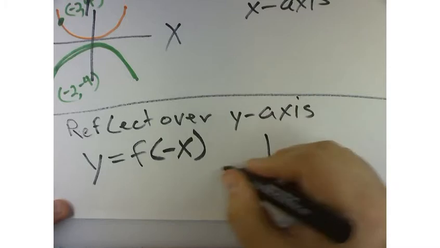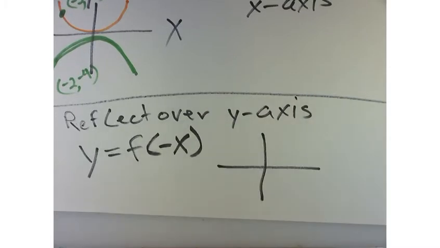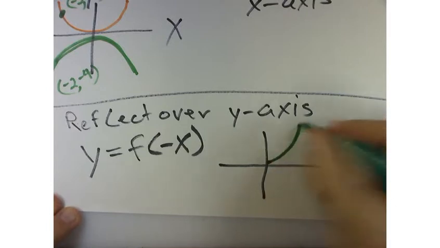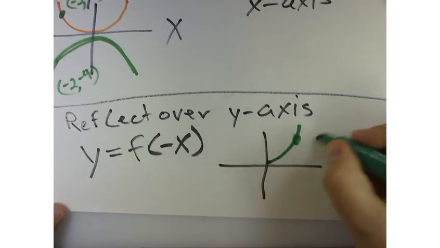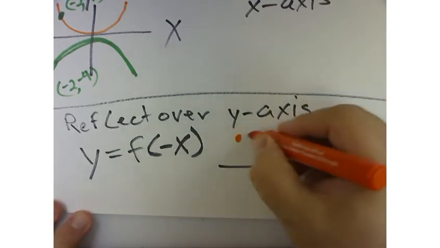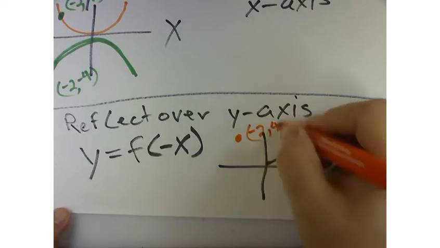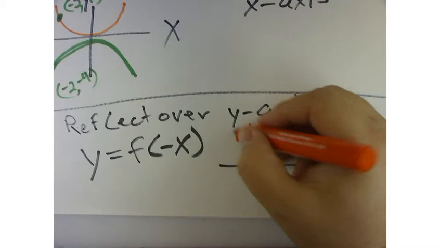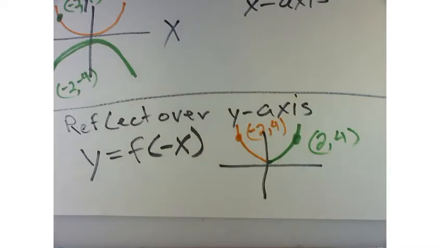So if I had a function that looked like this, and this point here was 2, 4, what do I change or take the negative of? Just the 2, just the x value. So I would have the point -2, 4. Okay? And so if I did that for every point along the green line, what I would have is a reflection across the y-axis. Does that make sense? Okay, so that we need to know that because, for example, number 3, they give us a function.